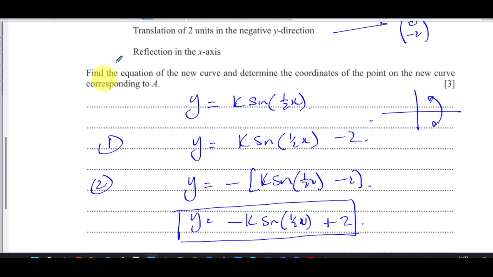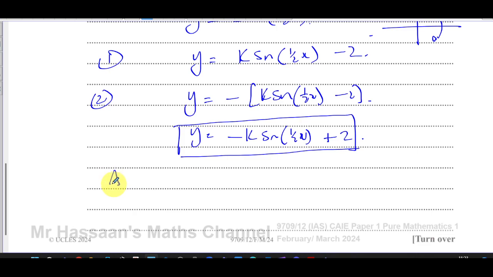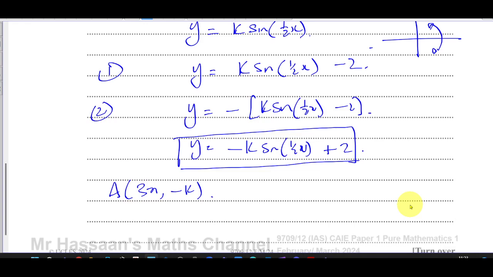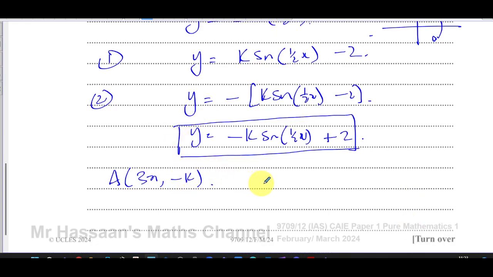And then it asks for the new coordinates of A. A starts off, as we said, as 3 pi and minus k. First of all, you take away 2 from the y coordinate, so after the first transformation it's going to be 3 pi and minus k minus 2. Then you reflect in the x-axis. The x coordinate stays the same, but the y coordinate changes sign, so you end up with k plus 2 instead of minus k minus 2.